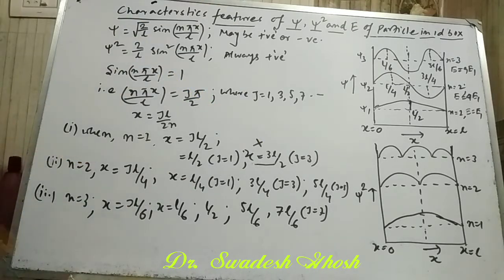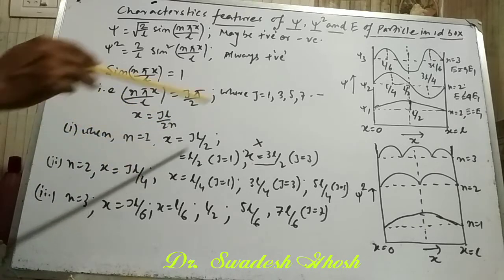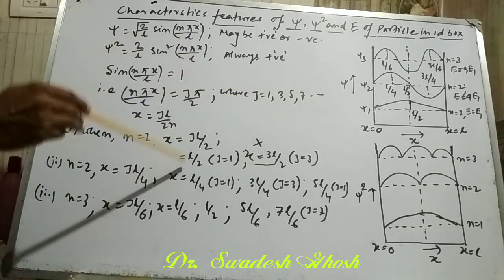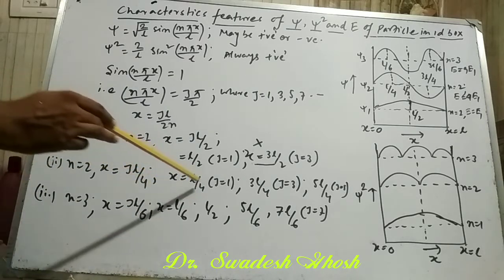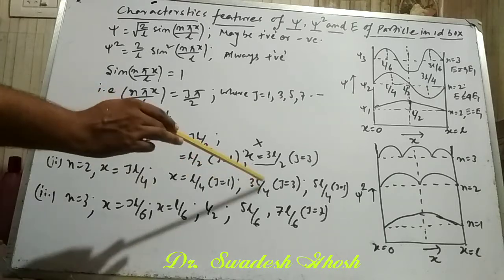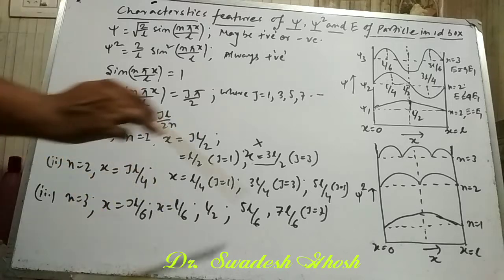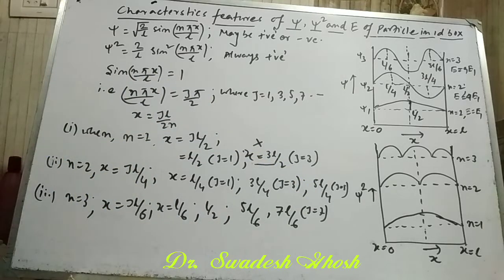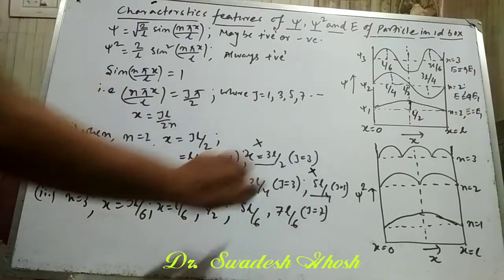When n is equal to 2, x is equal to jL by 2 into 2, that is jL by 4. Now putting j equal to 1, 3, 5, 7 in this expression, x is equal to L by 4, which is acceptable because this value lies in the range between 0 to L. 3L by 4 is also acceptable because it lies between 0 and L. But 5L by 4 is not acceptable because it does not lie in the range between 0 to L.